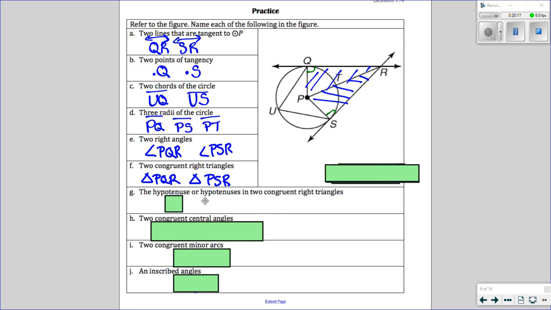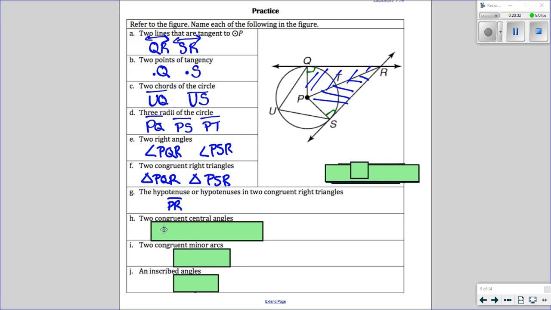The hypotenuse of the two congruent triangles. So remember, the hypotenuse is always opposite of the 90-degree angle. So then PR, segment PR, is the hypotenuse for those two triangles.